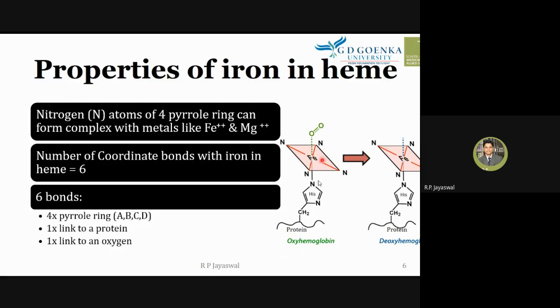There are 6 bonds here, and it can be converted to deoxyhemoglobin when oxygen is discharged into the tissues. Here we have only 5 coordinate bonds. The one remaining bond is looking for oxygen and has affinity to bind oxygen. So this is deoxyhemoglobin and this is oxyhemoglobin. In oxyhemoglobin there are 6 coordinate bonds, in deoxyhemoglobin only 5, right? So iron can form 6 coordinate bonds in the heme.